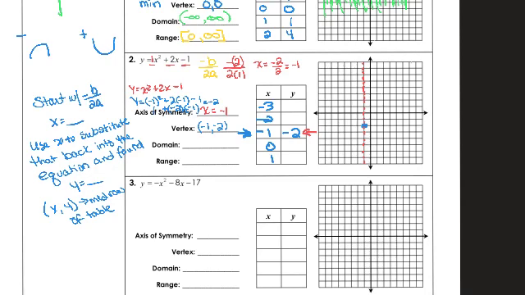So let's use 0. 0 is pretty quick and easy because it's 0. So if I go back to my equation, y equals x squared plus 2x minus 1, and I say y equals 0 squared, well, that's 0, plus 2 times 0, which is also 0, minus 1, when x is 0, y is -1.